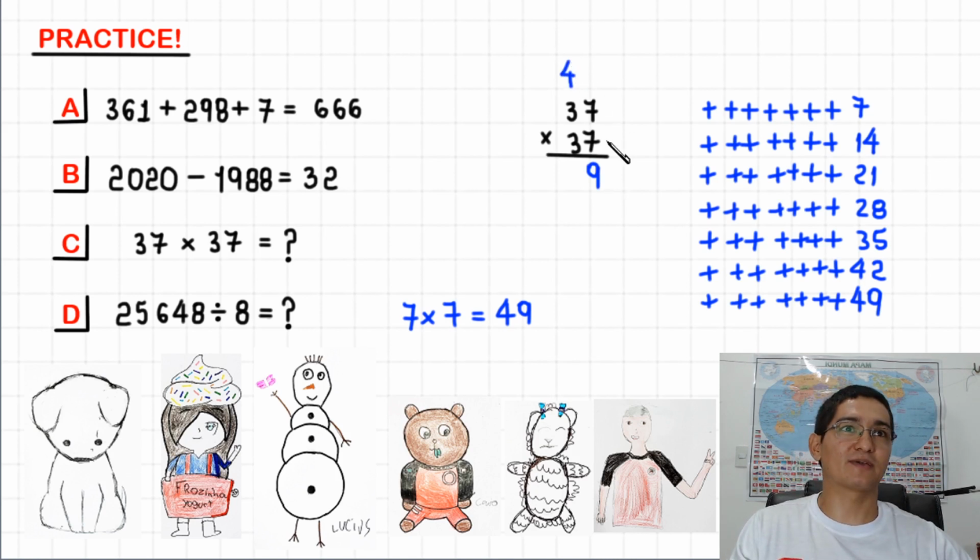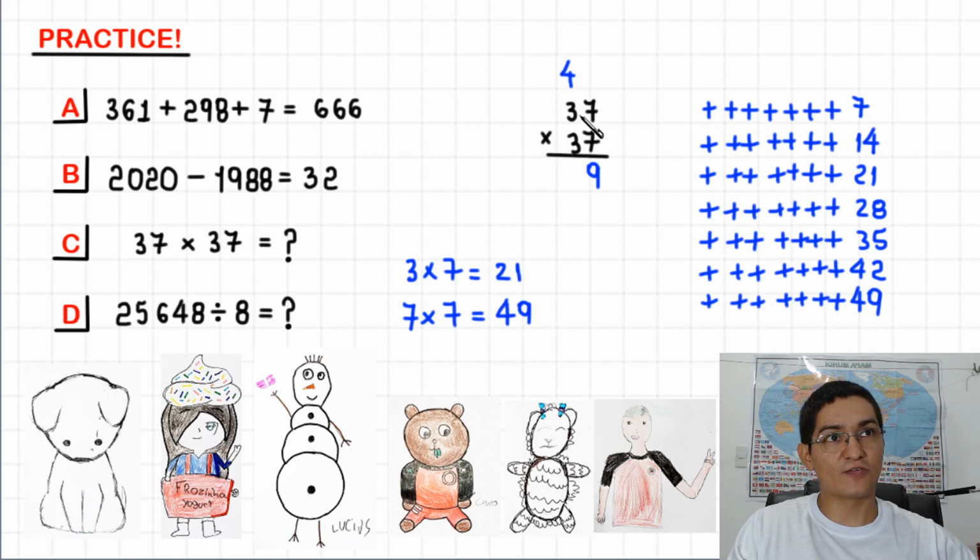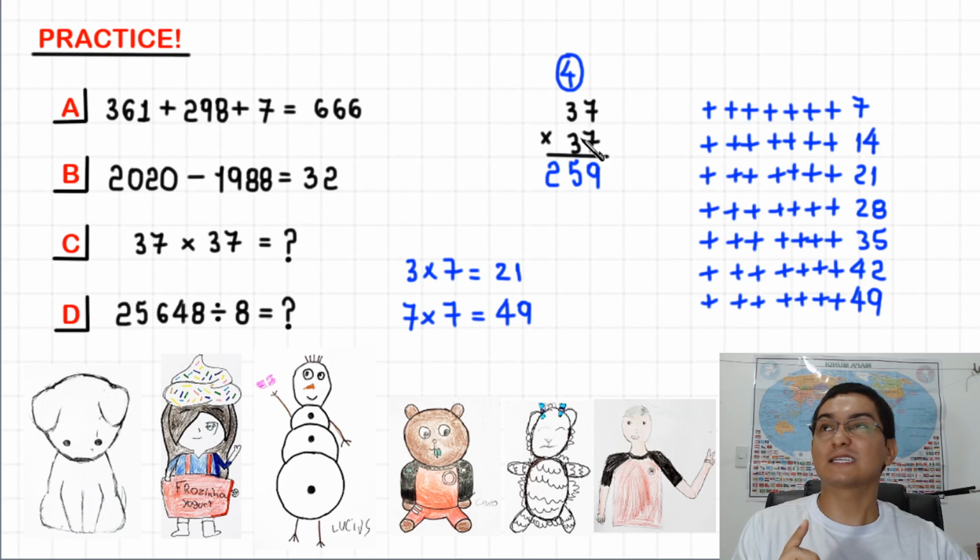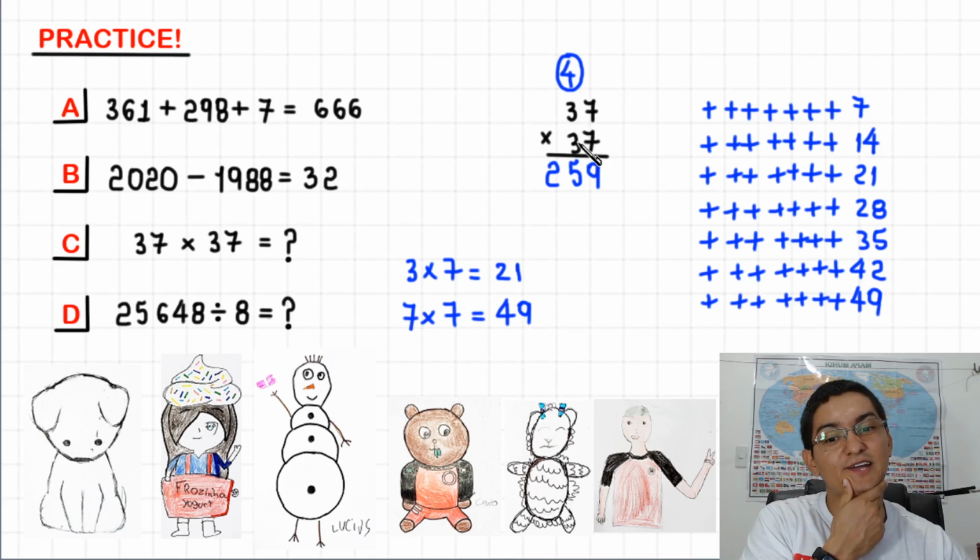The next step is 7 times 3. But 7 times 3 is the same as 3 times 7. And we know that 3 times 7 equals 21, right? So 7 times 3 is the same as 3 times 7, and it is 21. The next step is to add with this 4 here. 21 plus 4 equals 25. That's what I write here, okay? And now we continue multiplying, right? Now we continue multiplying with these 3 here.